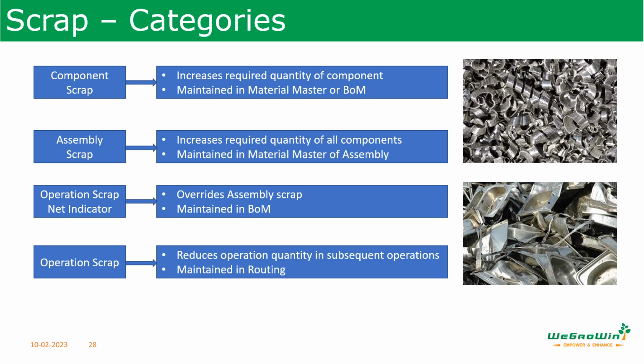Assembly scrap means it increases the required quantity of all components, which means the header quantity itself will increase, how much we have to produce. This is maintained in the material master of the assembly. Operation scrap overrides the assembly scrap. Operation scrap means it reduces the operation quantity in subsequent operations. It is maintained in the routing. These are the scraps which are there. I will explain how these have an impact with some numbers.